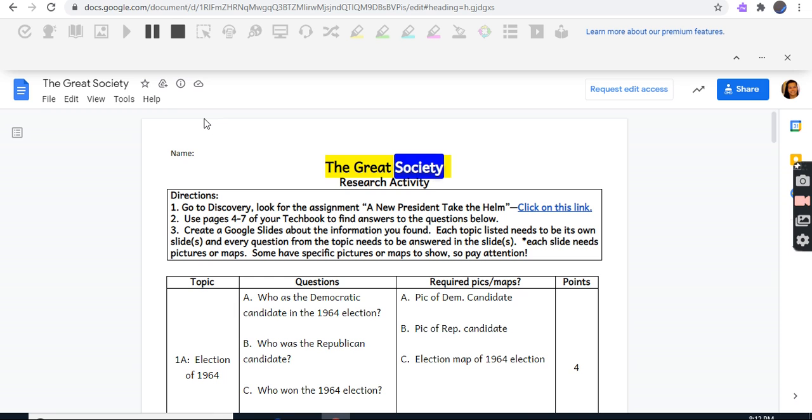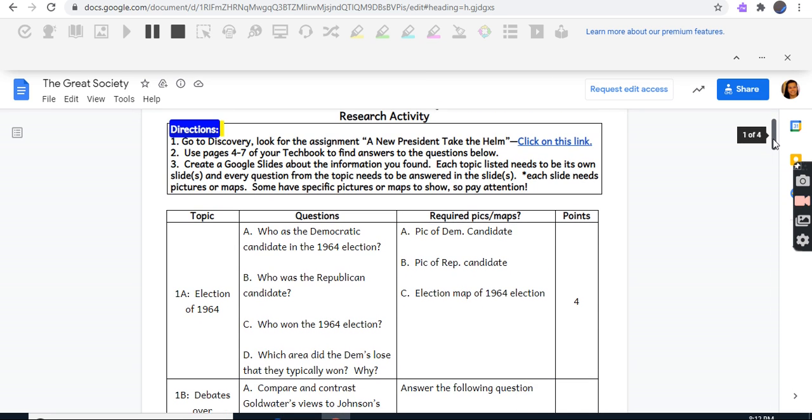The Great Society research activity. That's what we're doing. Directions: 1. Go to Discovery, look for the assignment A New President Takes the Helm, and click on this link. 2. Use pages 4-7 of your textbook to find answers to the questions below. 3. Create a Google Slides about the information you found. Each topic listed needs to be its own slide, and every question from the topic needs to be answered in the slides. Each slide needs pictures or maps. Some have specific pictures or maps to show, so pay attention. Topic, questions, required pics or maps.